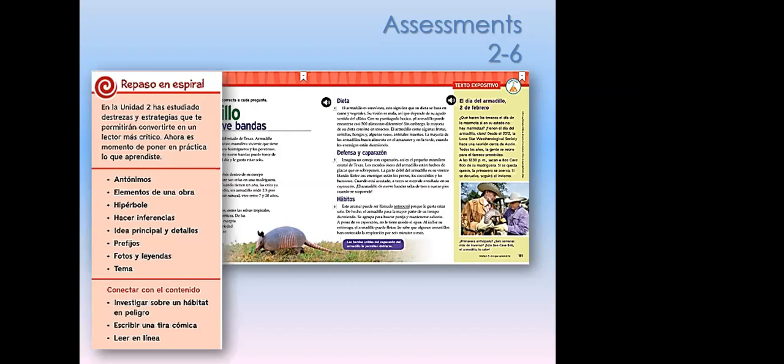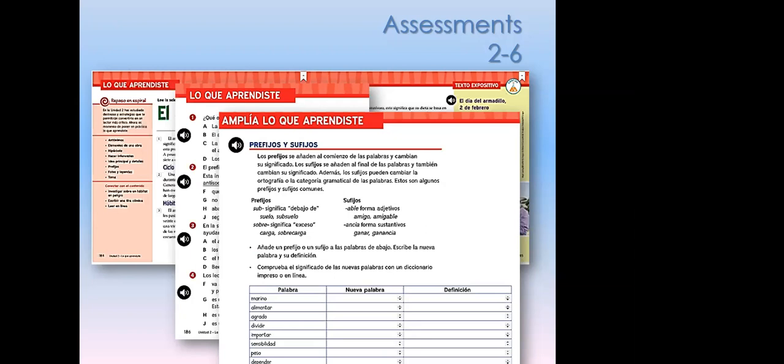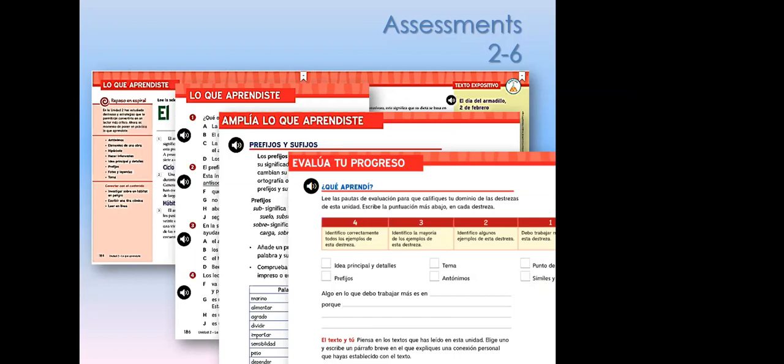Todo lo que enseñaste en esa unidad van a tener un repaso aquí en estas páginas that are gonna have two additional texts that they haven't read in order to evaluate where the students are, to assess where the students are. Another one is gonna be amplía lo que aprendiste. So extend your learning. This is what we learned. This is a little bit more of what we learned, and evalúa tu progreso. So evaluate your progress or kind of take note of where you are and what you've learned so far. All of these pages are included in mi libro de lectura en escritura.